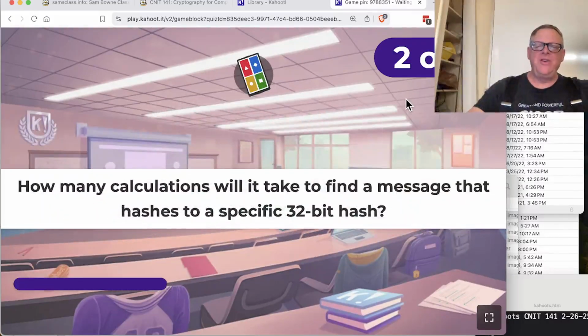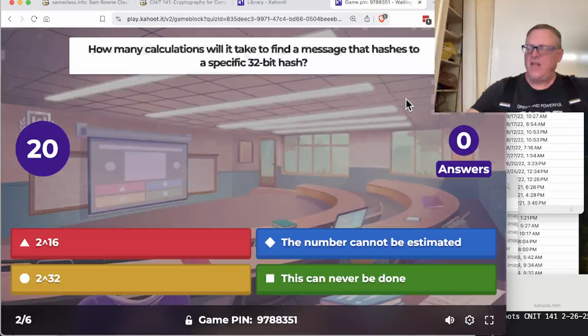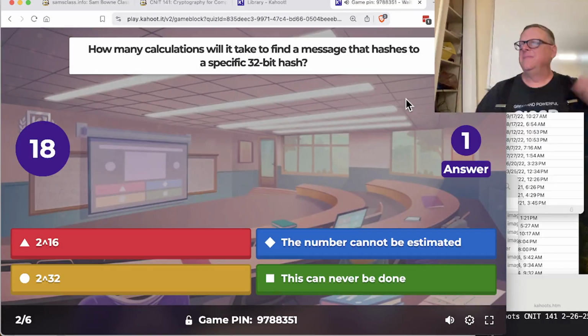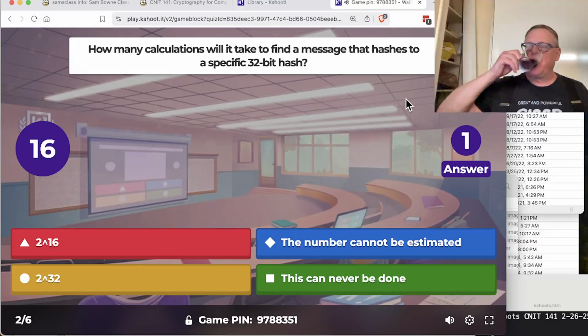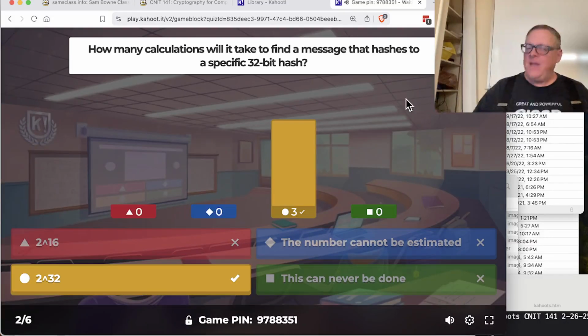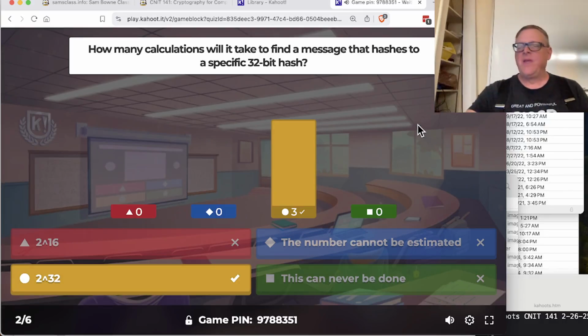All right, how many calculations will it take to find a message that hashes to a specific 32-bit hash, like all zeros? Yep, 2 to the 32. You'll have to try approximately that many guesses to hit any particular hash value. Very good. That's what it would be for CRC, and that's not a very big number. 2 to the 32 is a number you could reasonably do on any computer.